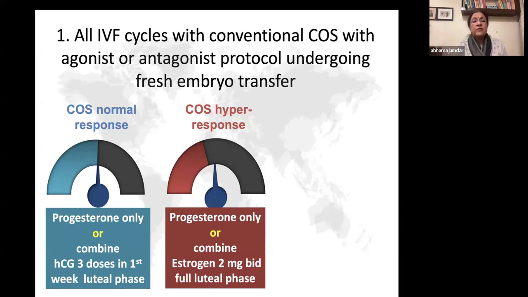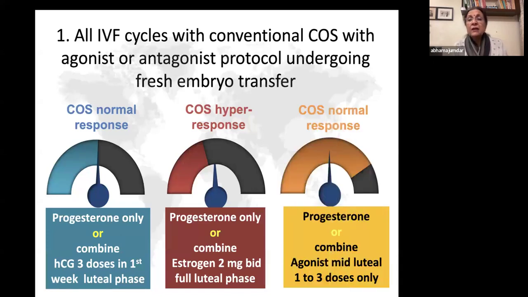So this is what we were doing when we were giving agonist protocols. And the third one is normal response, progesterone, or you can even combine agonist mid-luteal 1 to 3 doses. Now, if you saw with HCG also, there was a small gap, day 6 to day 8, when the HCG support starts finishing off and the HCG production would start if the embryo is trying to implant. At that time, agonist mid-luteal will release whatever LH is there in the pituitary, and that could also act as a support. So progesterone is universal. For normal response, for hyper response, you're giving progesterone.